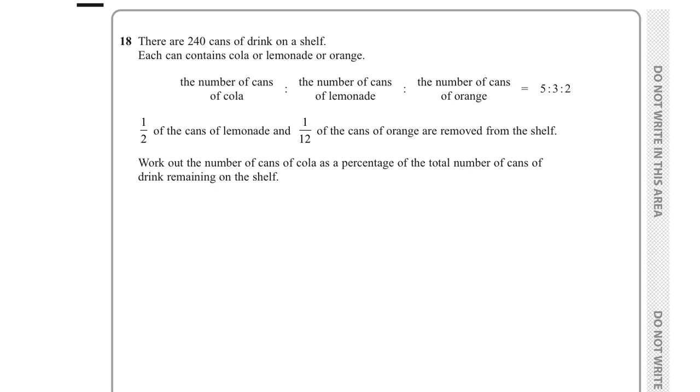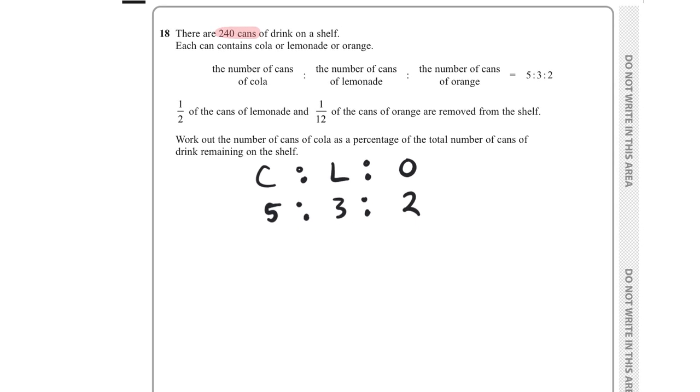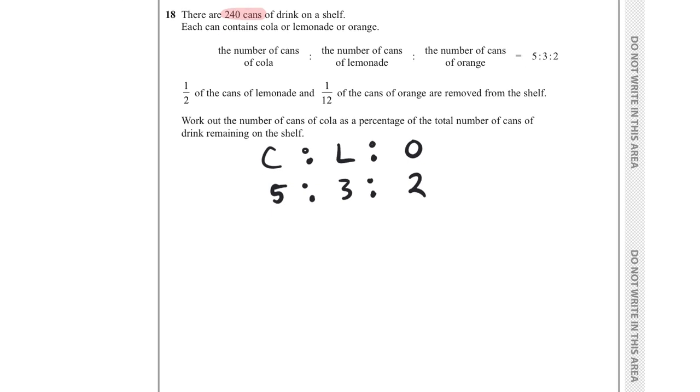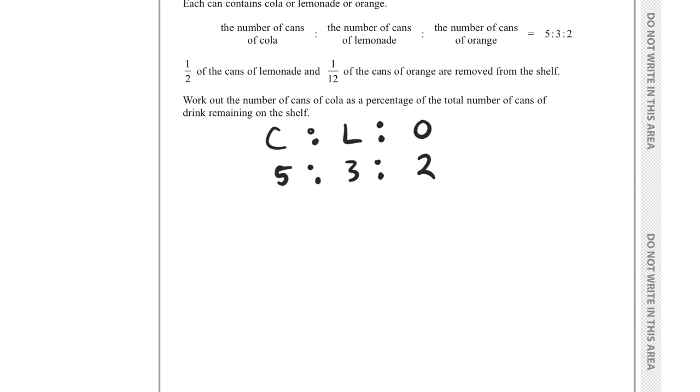Wow, this looks like a lot of work. You better get ready. Okay, so let's look at our facts. 240 cans on the shelf, and that's a ratio. Okay, so it's 5 to 3 to 2. So I'm just going to write the ratio again underneath. So for cola, not the highlighter again. Cola to lemonade to orange is 5 to 3 to 2. And they're 240. Okay, cool. Let's draw some boxes.